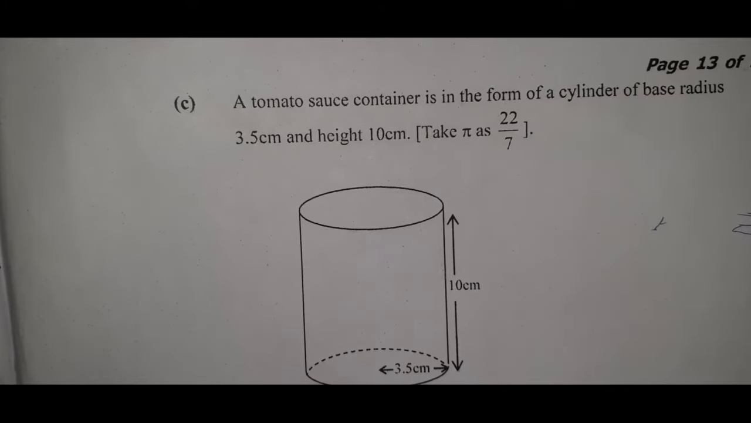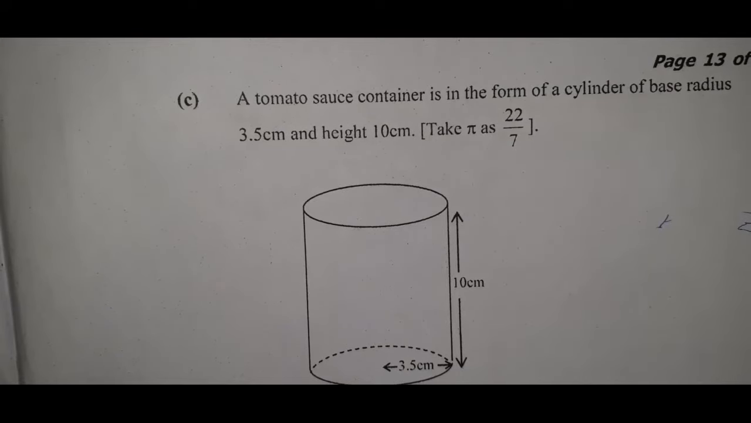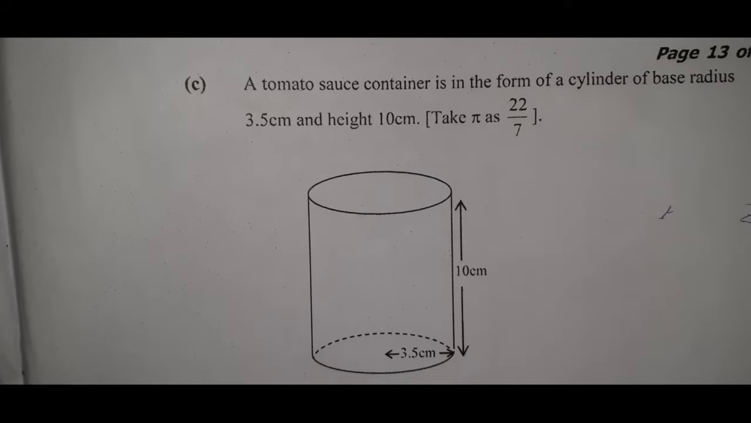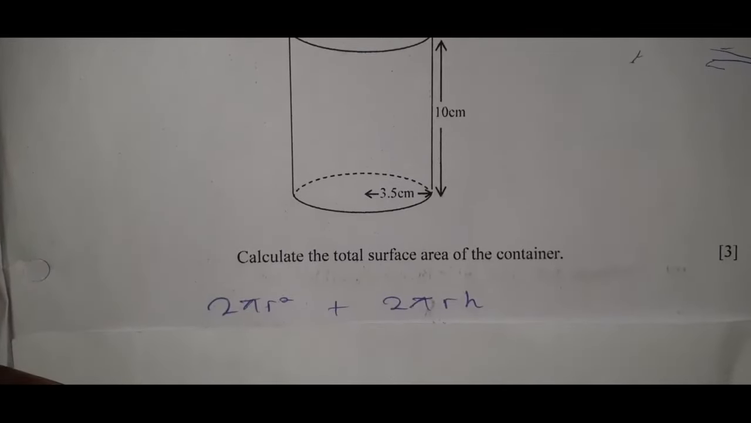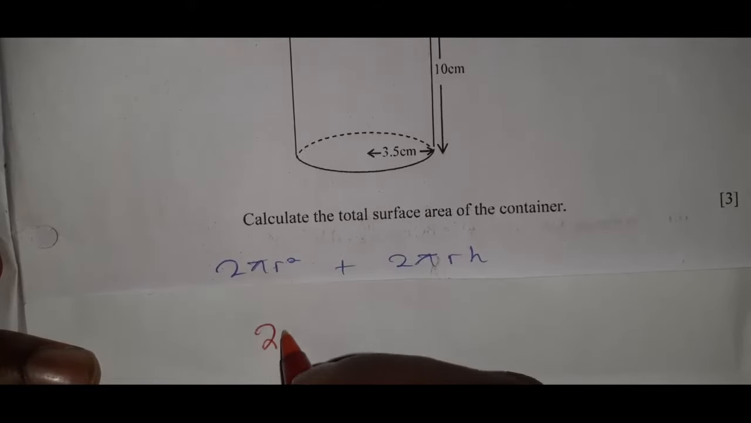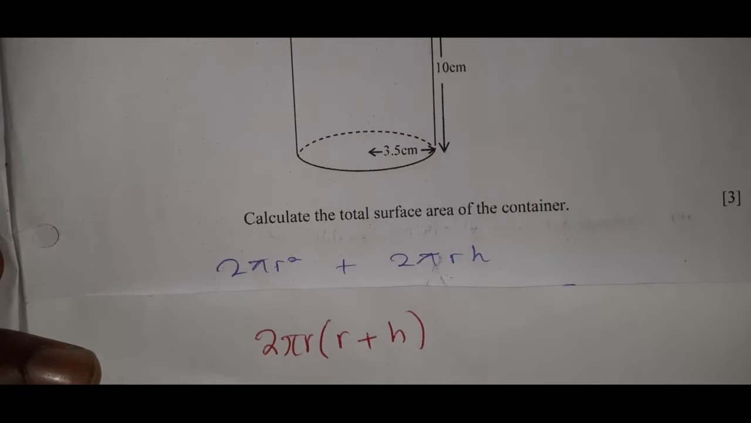Okay, so we have C. A tomato sauce container is in the form of a cylinder of base radius 3.5 centimeters and height 10 centimeters. Take pi as 22/7. Then calculate the total surface area of the container. So we have someone who already gave us the formula here. And if you look at this formula, we can also say 2 pi r times r plus h. It's also the same as this one.